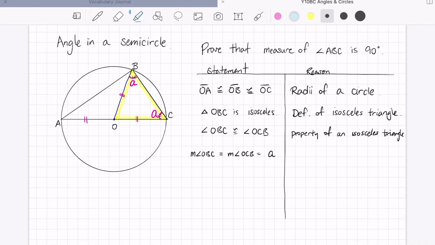Similarly, the triangle that I'm highlighting in blue now, triangle AOB, is also an isosceles triangle. So the same reasoning, similarly. Triangle AOB is an isosceles triangle. That's because OA and OB are the same, and I'll use the same reasoning, definition of isosceles triangle.